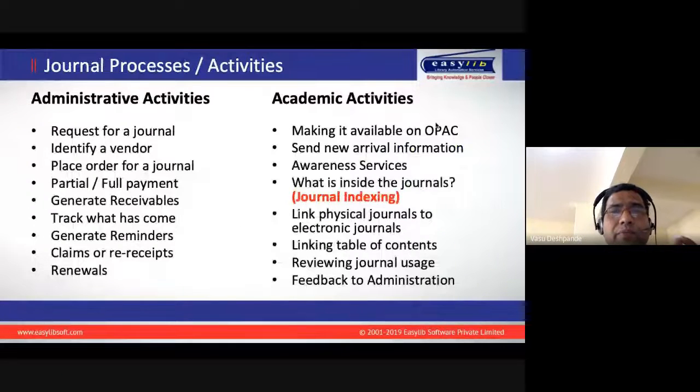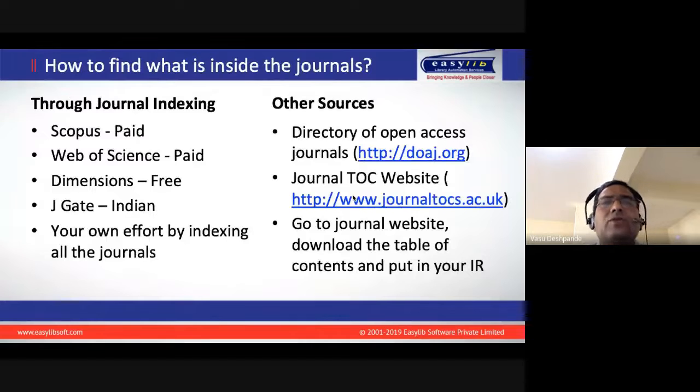So this red color I had put, right, journal indexing. So journal indexing basically is related to finding what is inside the journal. Okay, why is it so important? Because let's say this journal is Journal of Change Management. If I want to know what is there, there are certain players like Scopus, Web of Science, Dimensions is another one. Okay, then the J-Gate. All of these have already put effort to index the journals as they get published every month, every week.